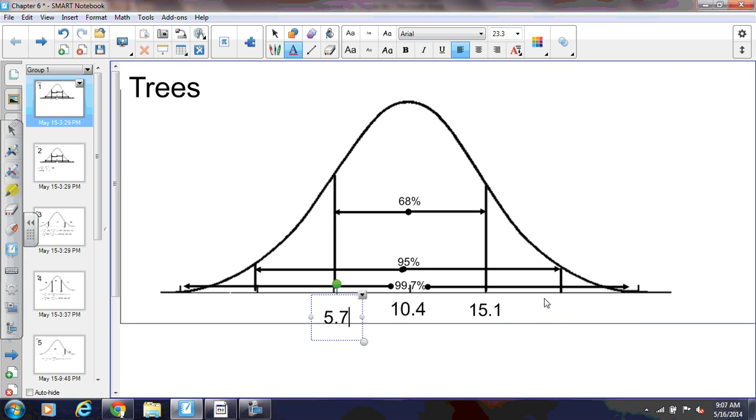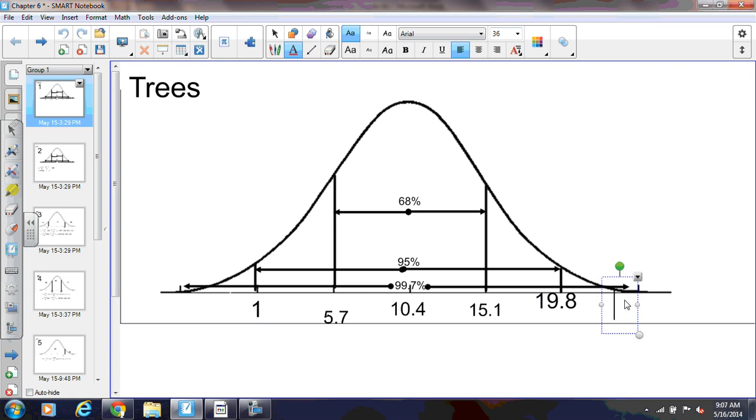Now to find the middle 95%, we could add plus or minus 2 times 4.7 to 10.4, or we could just add 4.7 to 15.1, which gives us 19.8. And then down here we'd have 5.7 minus 4.7, which gives us 1. So the middle 95% of trees would have diameters between 1 inch and 19.8 inches. And then we'll do the last one.